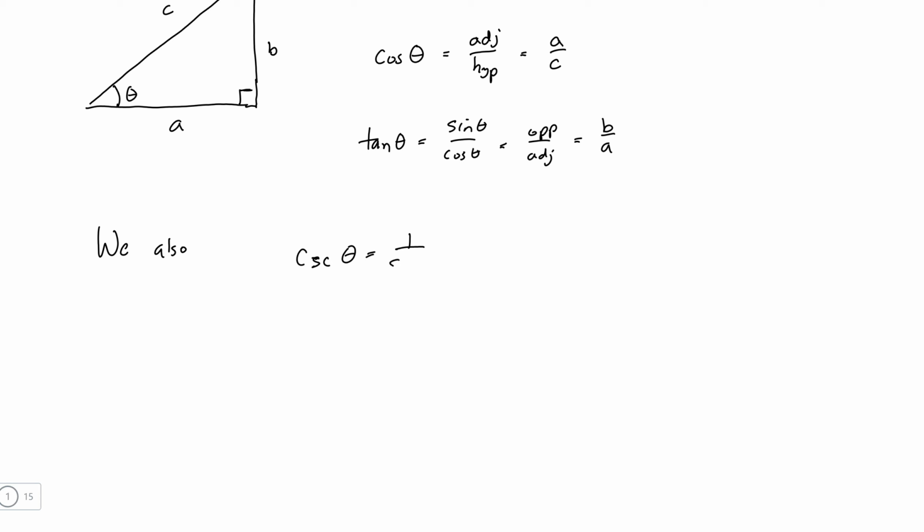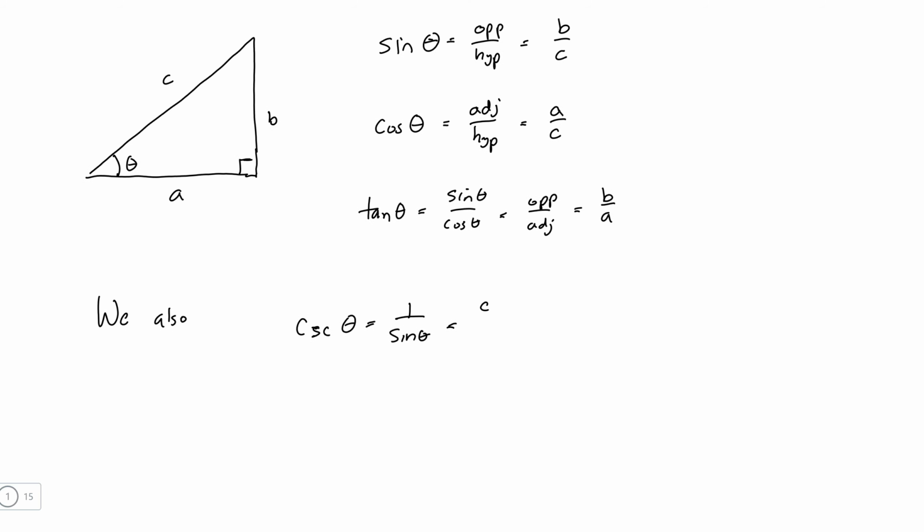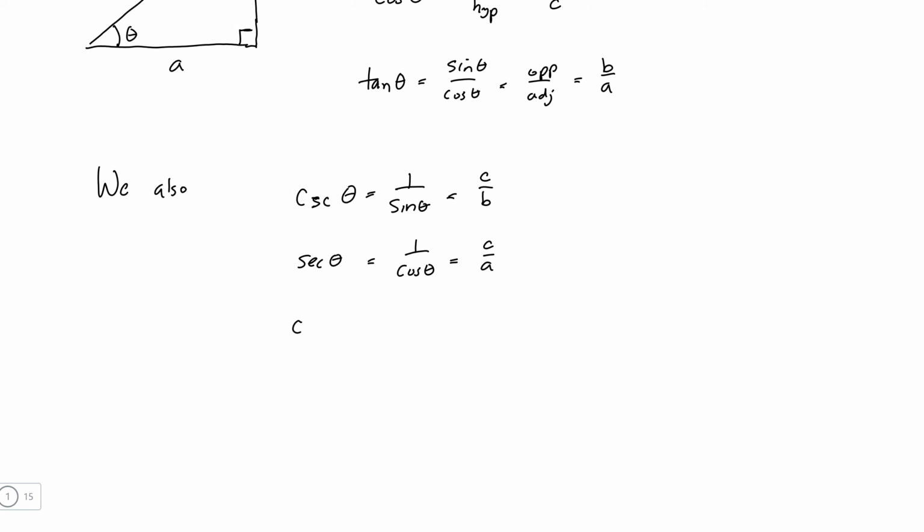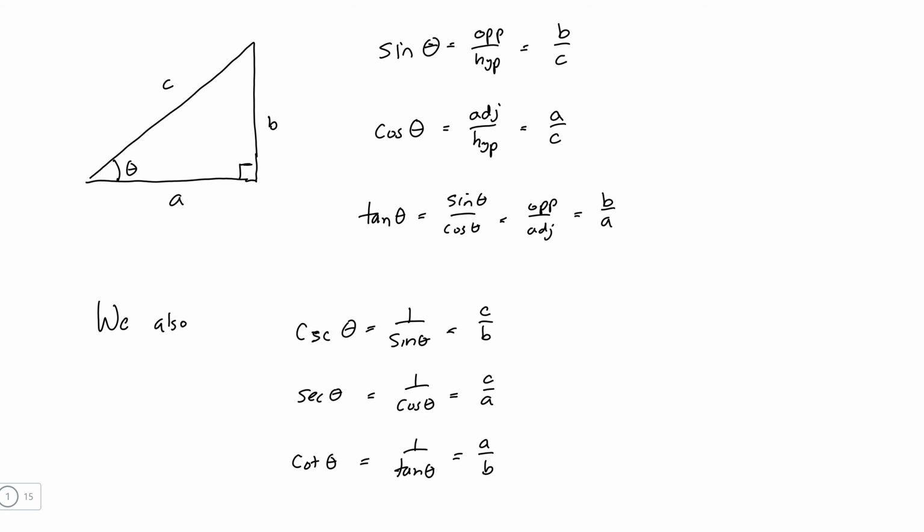video on these. Cosecant is 1 over sine theta. So if we look at our sine theta above, we just flip this over. So this is C over B. Secant of theta is 1 over cosine of theta. So we flip this over, so it's C over A. And then cotangent of theta is 1 over tangent of theta. So this is A over B.